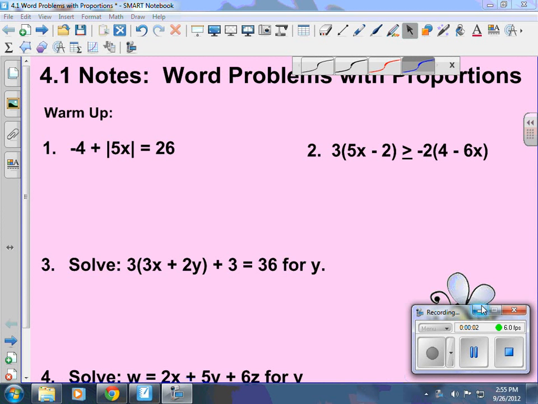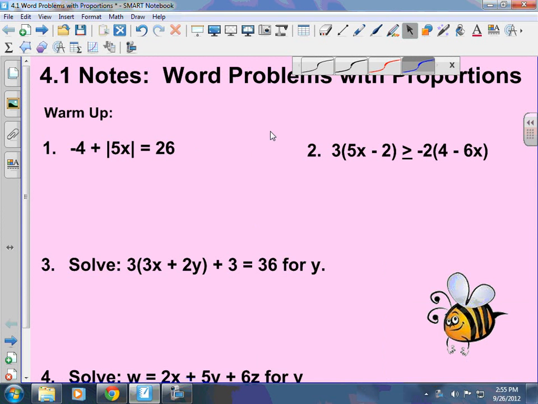Okay, this is lesson 4.1, word problems with proportions. We are going to go over the warm-up, so go ahead and pause the video and then start it back up again to see the answers.